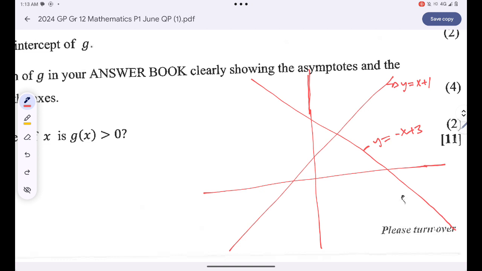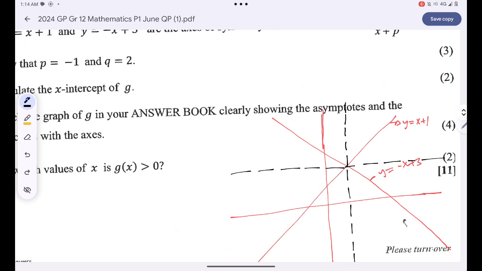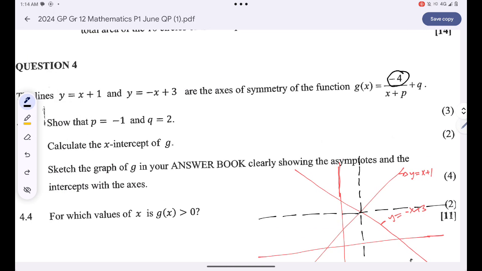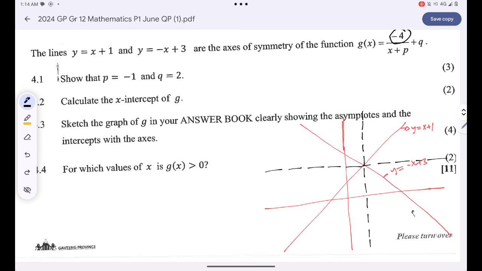Are you together? I know that the point of intersection of my axes of symmetry is where the asymptotes of my hyperbolic function will be. So I'll have a vertical asymptote over there as well as a horizontal asymptote over there. And I know that since this value is negative, my graph will be in the third and fourth quadrant of my asymptotes. So my graph will simply be like this, and the other one will simply be like that.